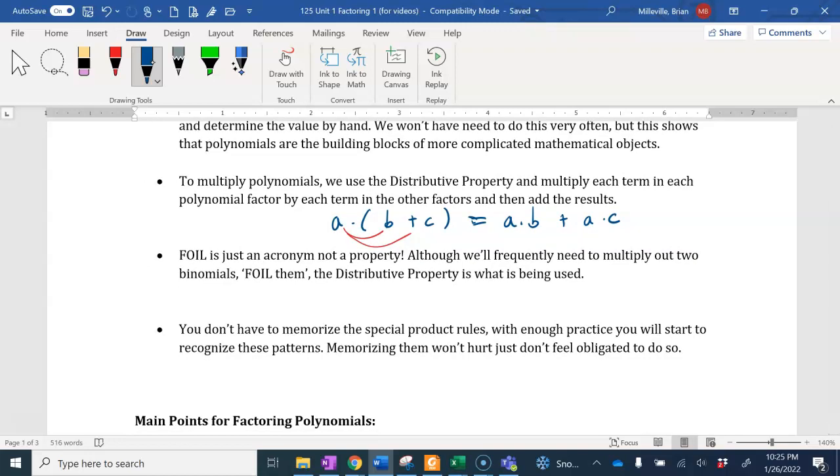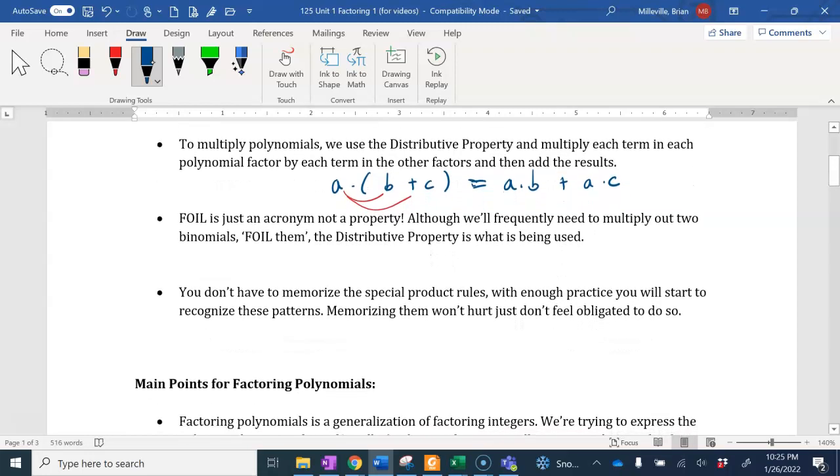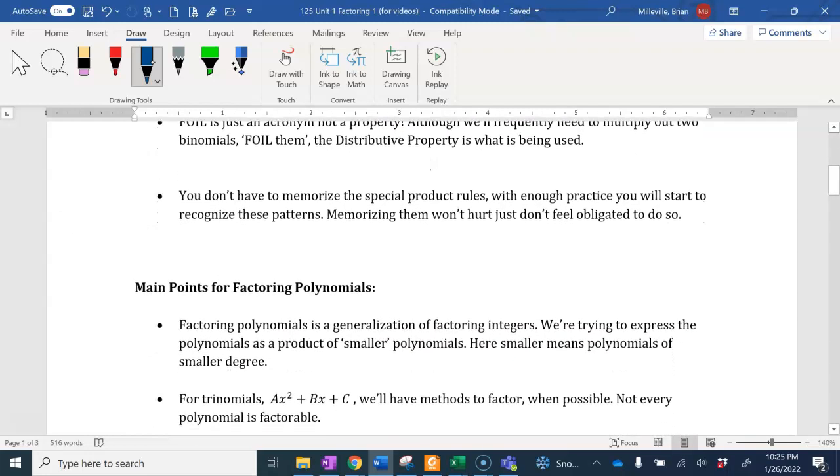All right, and this is generalized to more than multiplying out two polynomials as well. One quick note in terms of foiling, or multiplying out two binomials: that's just an acronym. It's not really a property. We use that acronym, which stands for first, outer, inner, and last, quite often. But again, it's not really a property. The distributive property is really what we're using there. There are some special product rules for multiplying out polynomials. We'll start to recognize those patterns, and they're going to help us for factoring in certain cases, not all.